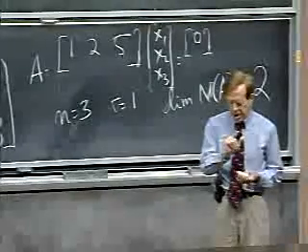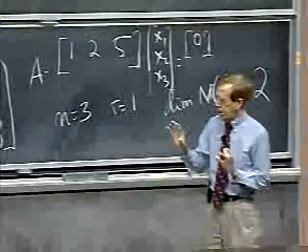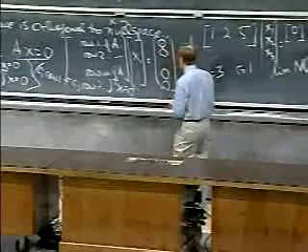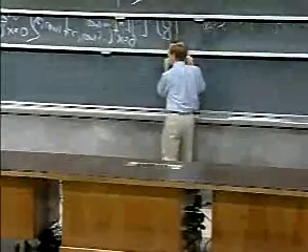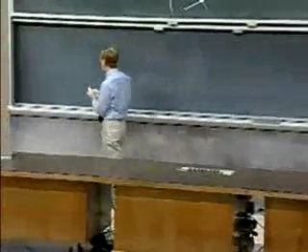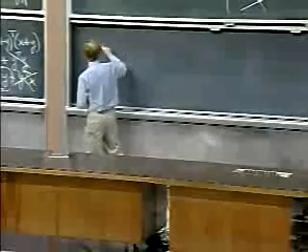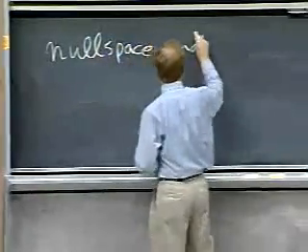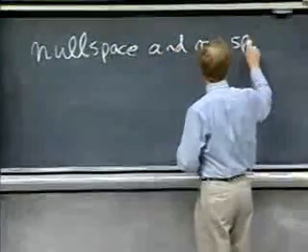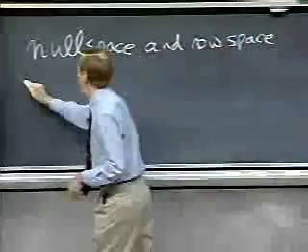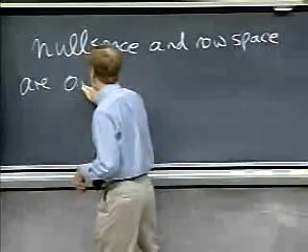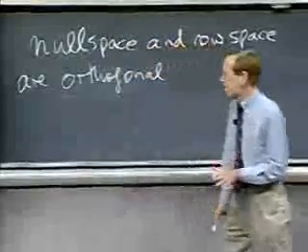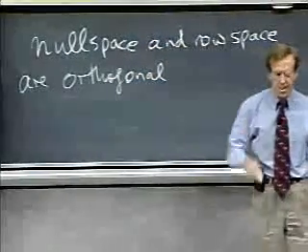What's the point I want to make here? I want to emphasize that not only are, let me write it in words, the null space and the row space orthogonal. That's this neat fact, which we've just checked from AX equals 0.